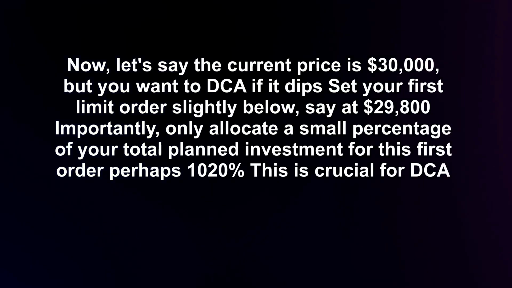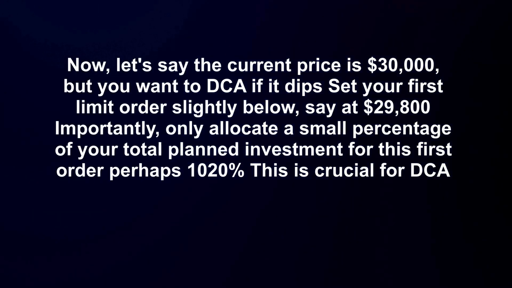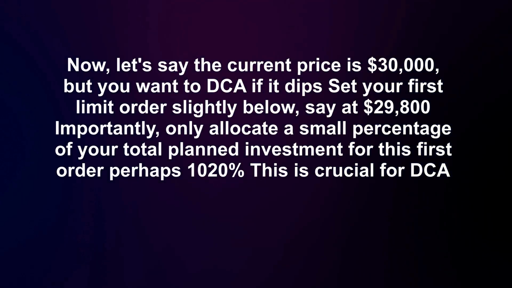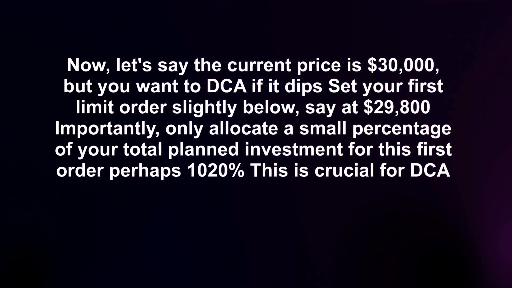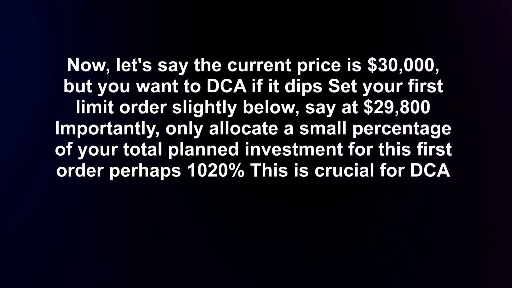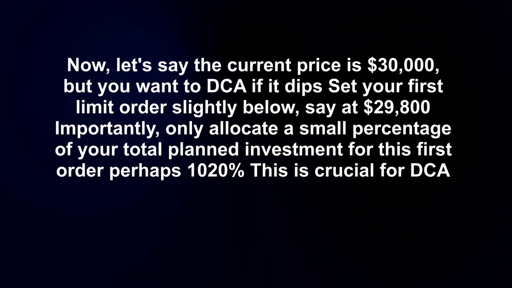Now, let's say the current price is $30,000, but you want to DCA if it dips. Set your first limit order slightly below, say at $29,800. Importantly, only allocate a small percentage of your total planned investment for this first order, perhaps 20%. This is crucial for DCA.